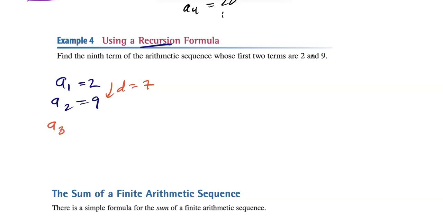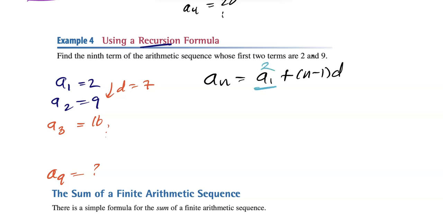So we could figure out what the rest are. a3 is going to be 16, and we could keep on going until we get to a9 if we want, or we can just use a formula, right? an equals a1 plus n minus 1 times d. We know the first term is 2, and now we know the common difference is 7.